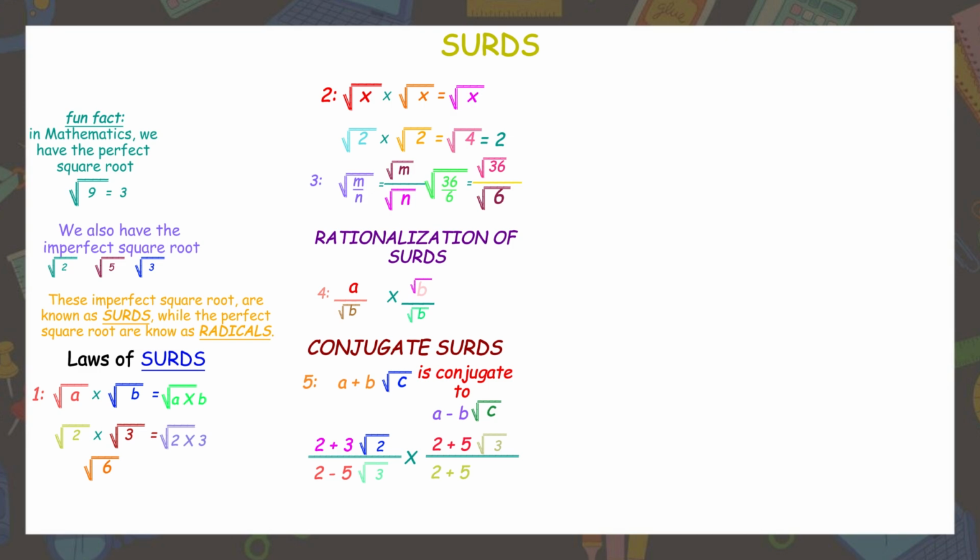Now let's carefully look at the laws of surds. Then we are going to carefully solve some problems using the laws of surds, the laws of rationalization of surds, and the conjugate surds. Let's take some examples.